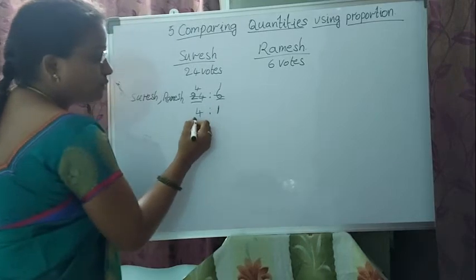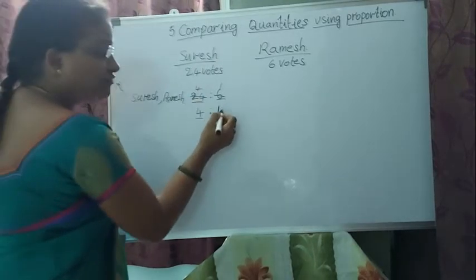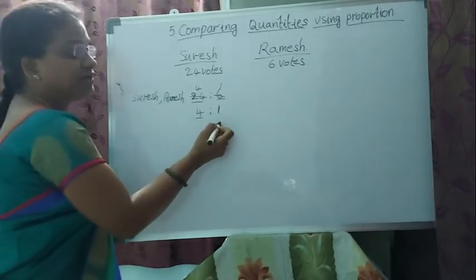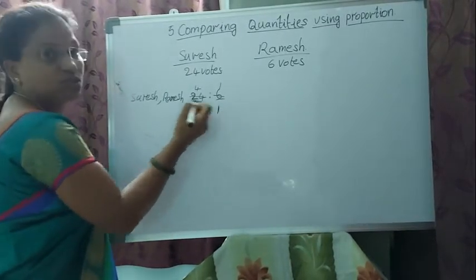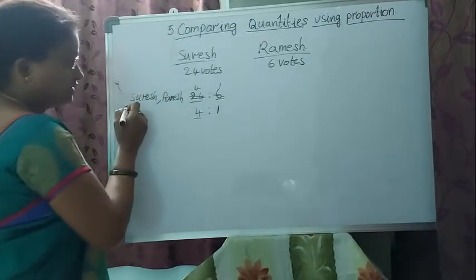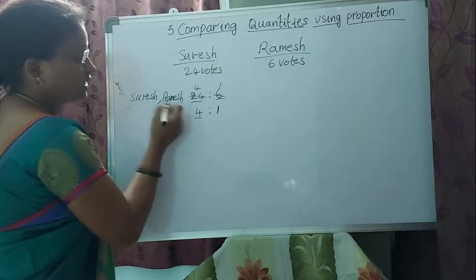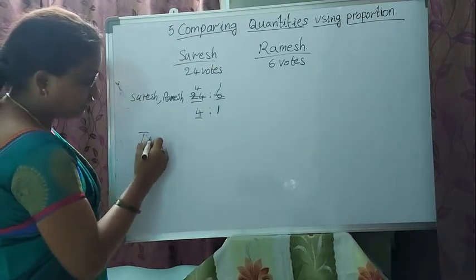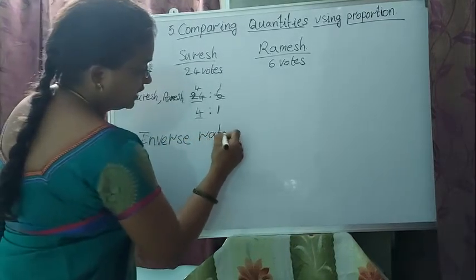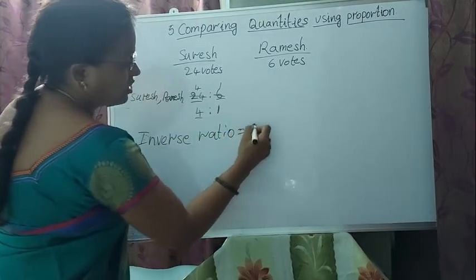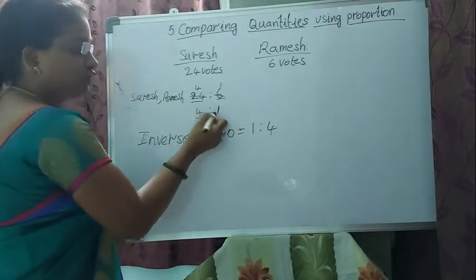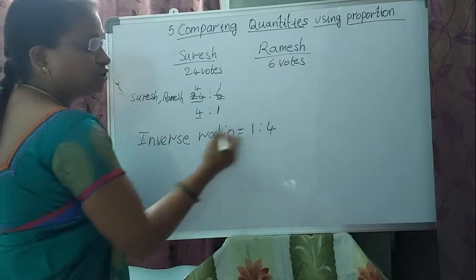If 4 members voted for Suresh, only 1 member voted for Ramesh. In this way, we can compare the quantities. Two quantities we compared in this way. This is the ratio of Suresh and Ramesh. What is the inverse ratio for this one? The inverse ratio of this one is 1 is to 4. You just have to reverse it. First 4 is to 1, and the inverse ratio means 1 is to 4.